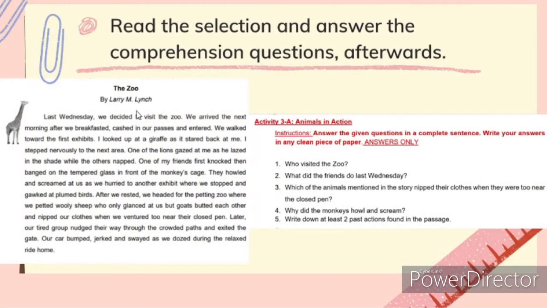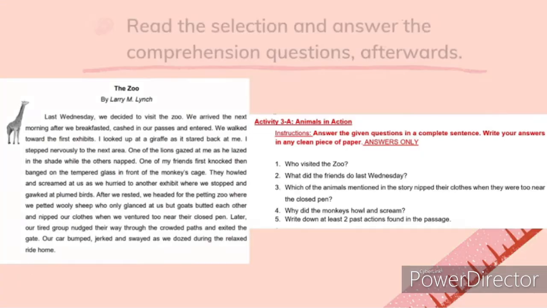Before we begin discussing what the topic is all about, read first the selection entitled The Zoo by Laurie M. Lynch, and answer the comprehension questions afterwards. Answer the given questions in a complete sentence. Write your answers on any clean piece of paper. Take note, answers only, and later on, we will relate and connect some parts of the sentences to the simple past and past perfect tenses.